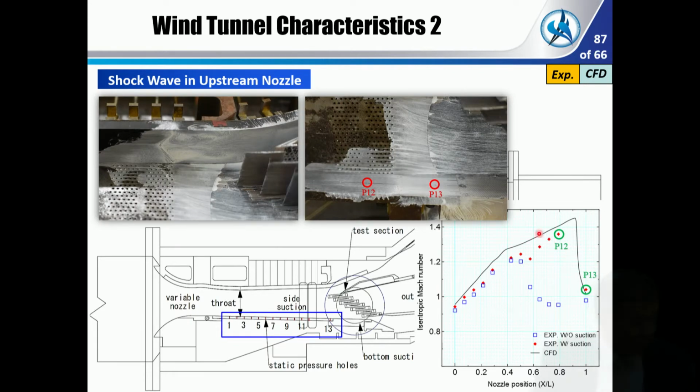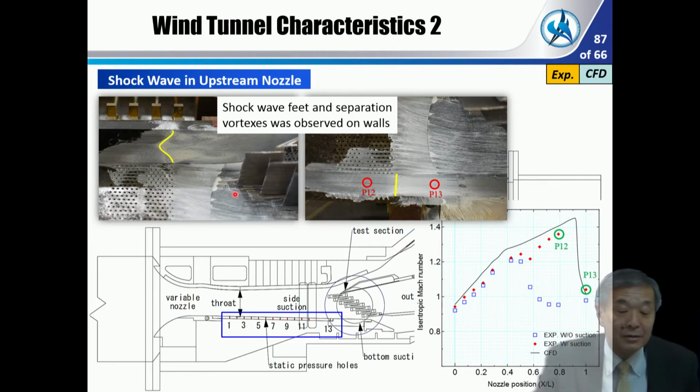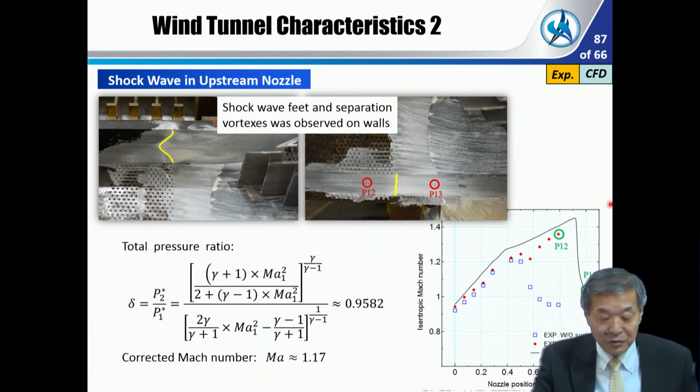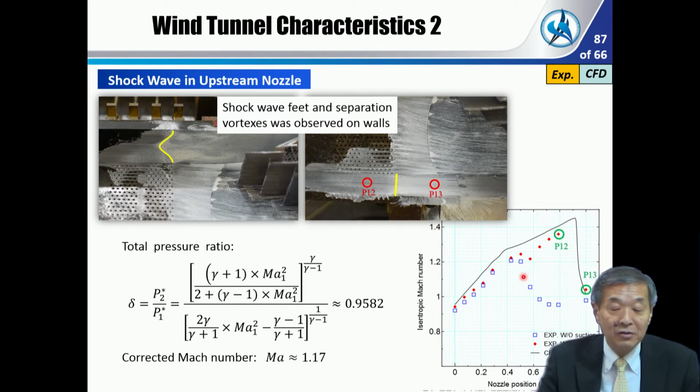And in the visualized view, we can find the shock wave here, like this. But fortunately, the shock is not so strong, so the inflow to the cascade is still supersonic. But we have to correct the Mach number. We thought it should be 1.2, but in reality, the correct Mach number is 1.17. So we used this value as the inflow Mach number, inlet Mach number.